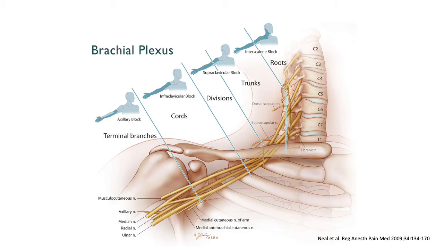The infraclavicular block is done at the level of the cords, and then finally the axillary block is done at the level of the terminal branches.